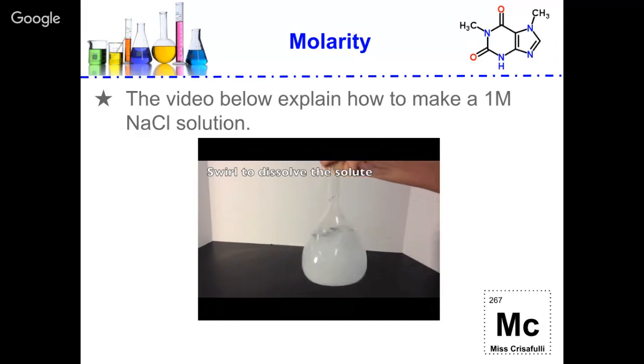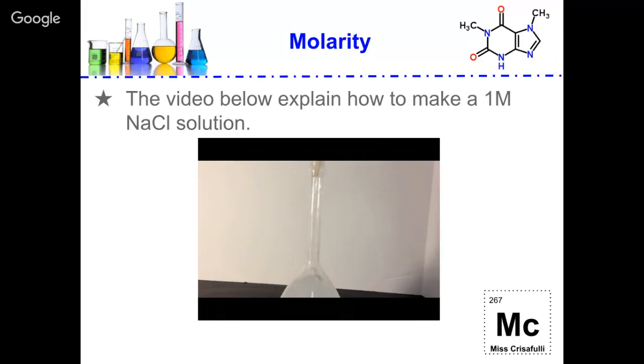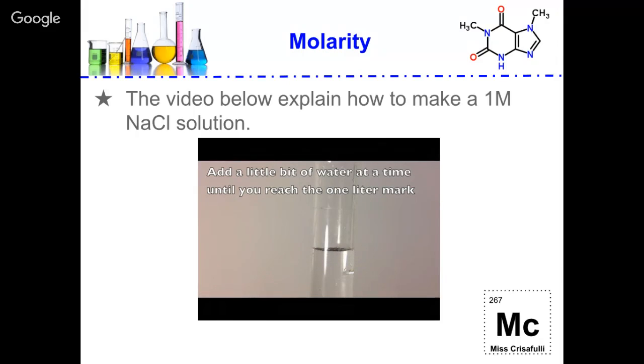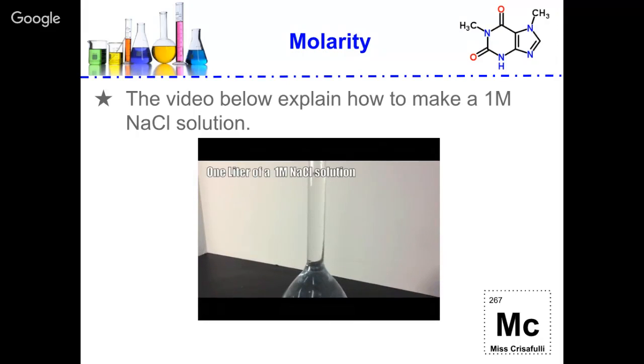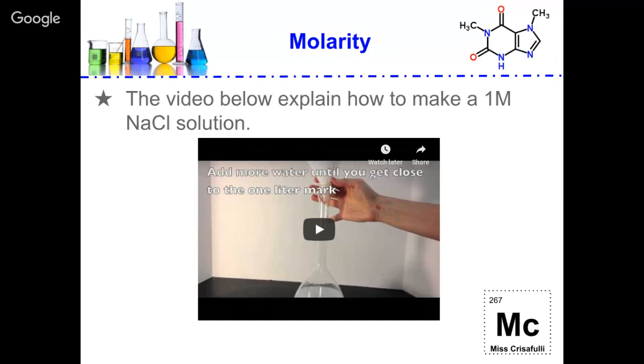And then you're going to add some more water. Now you have to be careful here because you don't want to exceed the 1 liter mark. So you keep adding water quickly until you get close to that 1 liter mark, but you don't want to exceed it. So stop before you reach that point. And then use a squirt bottle or a pipette or a small graduated cylinder and just add a little bit of water at a time. And then as soon as you hit that line, you're done. You now have 1 liter of a 1 molar salt solution. So that is the procedure that I follow when I make all of our solutions in lab.